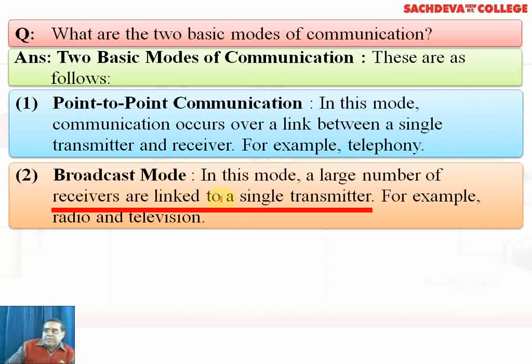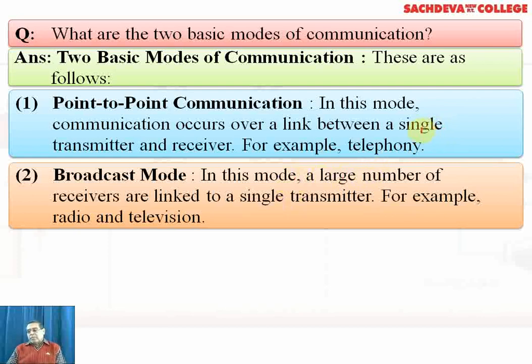So it is not necessary that only one receiver will work. There can be plenty of receivers, because broadcast means that there is a band of frequencies to be accommodated, and that's why we use a large number of receivers, and they are linked to a single transmitter.